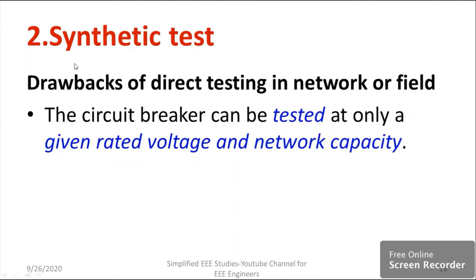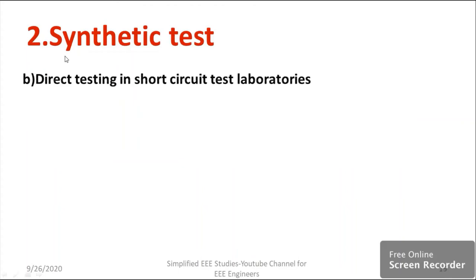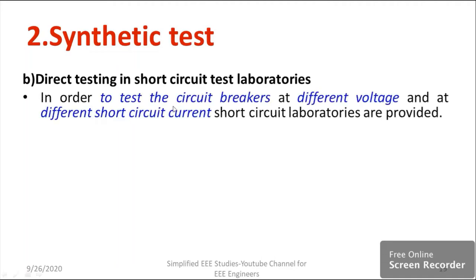However, we can use it. Now I'll be discussing the second procedure, that is direct testing in short circuit test laboratory. Here I would like to discuss what we mean by short circuit test laboratory. In order to test the circuit breaker at different voltages and different short circuit currents, short circuit laboratories are provided. Earlier, in the case of direct network or field testing, we had to restrict our test object to a particular network, so we cannot create different faults. That's the main problem. To overcome this difficulty, we use direct testing in the short circuit test laboratory.